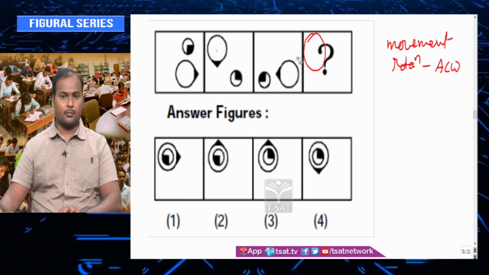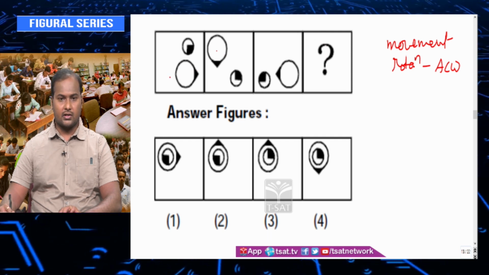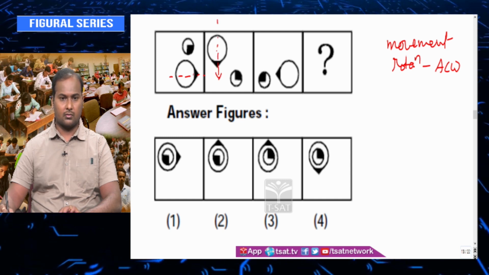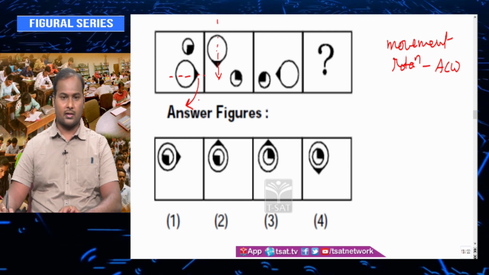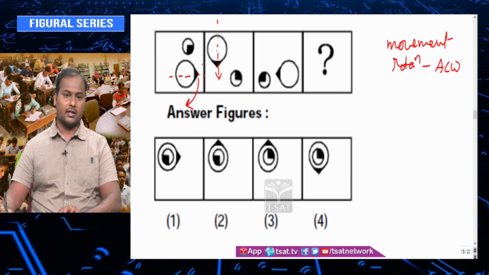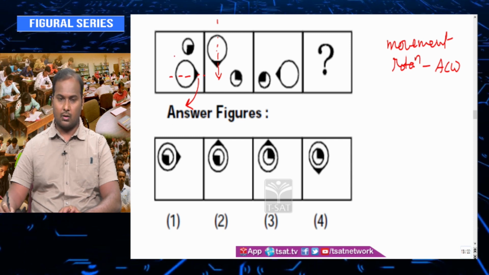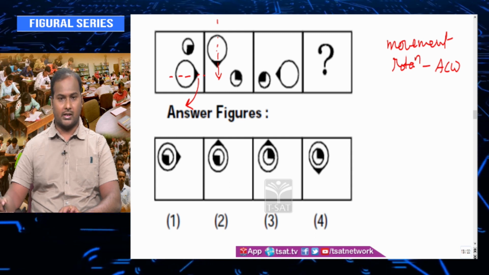And see the rotation of the bigger figure now. How is this bigger figure rotating? Initially it is showing in this direction. The moment it comes, it is showing to the bottom. So it is rotated in the anti-clockwise direction by how many degrees? 90 degrees. So the bigger figure is, number one, moving diagonally, and number two, rotating anti-clockwise 90 degrees.